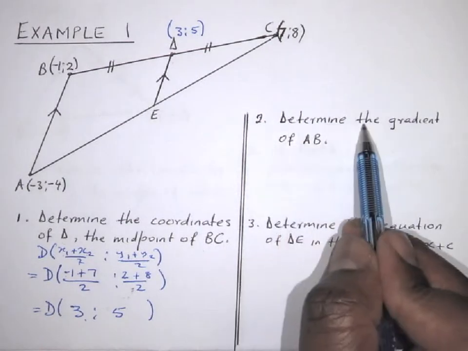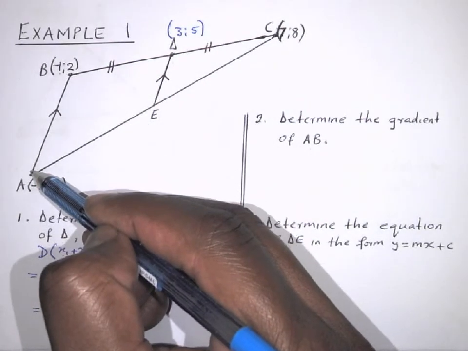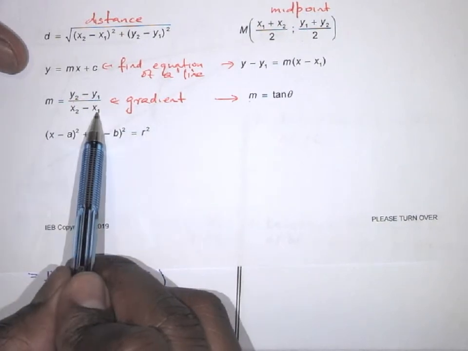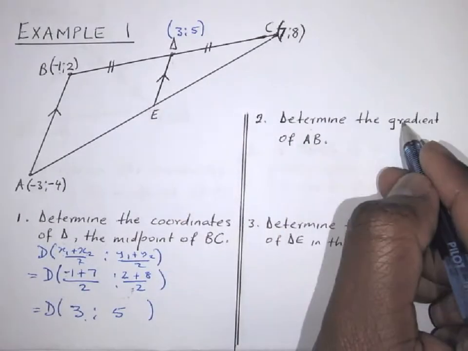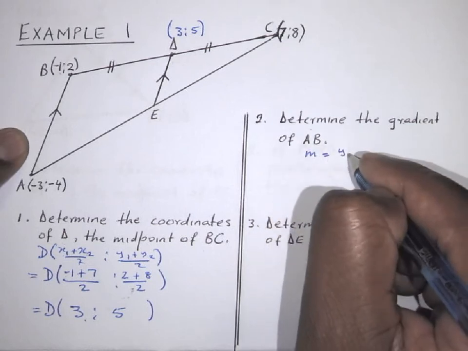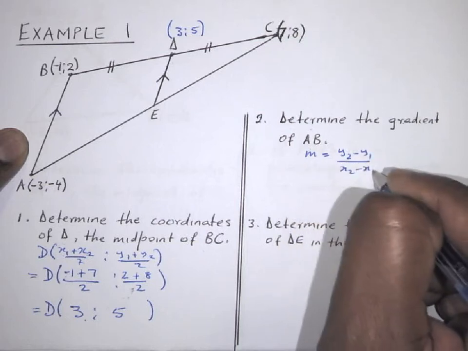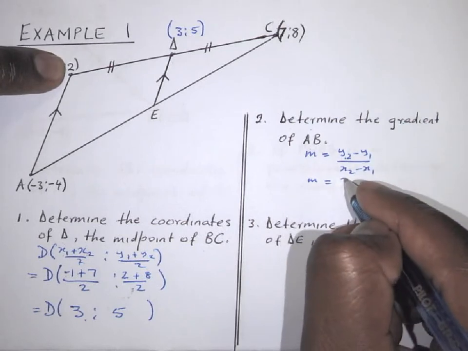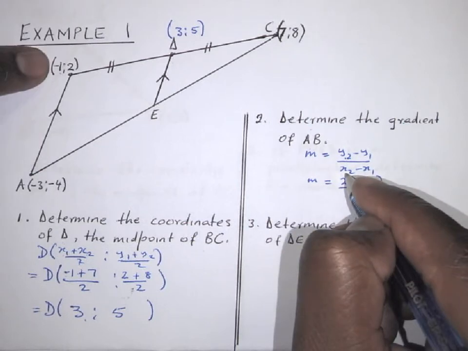It says, determine the gradient of AB, the gradient of this line over here. Now the formula for the gradient, we said, if I want to find the gradient, I can say y2 minus y1 over x2 minus x1. That is the gradient. M stands for the gradient. Therefore, if I want to find the gradient of AB, I'll say m is equal to y2 minus y1 over x2 minus x1. So the gradient will be, let's say that is your second y, let's say this is 2, then you subtract the minus 4, divided by the x2, which is minus 1.